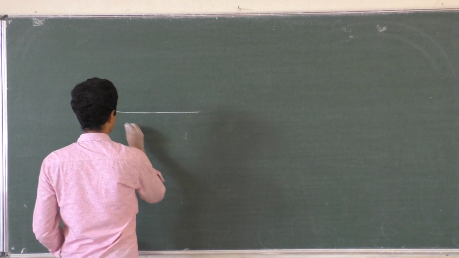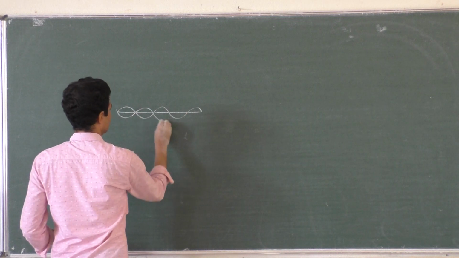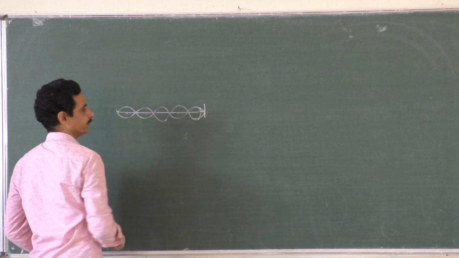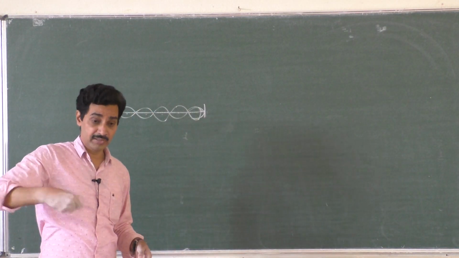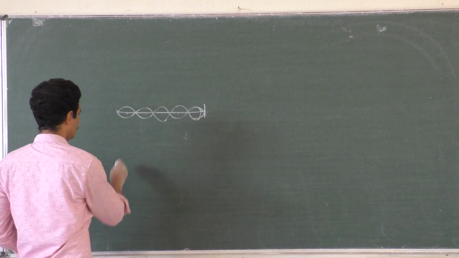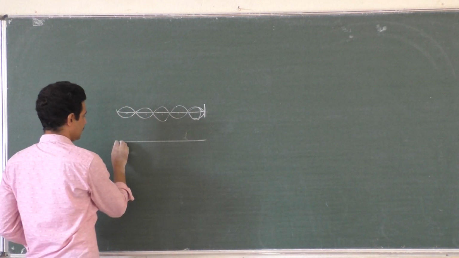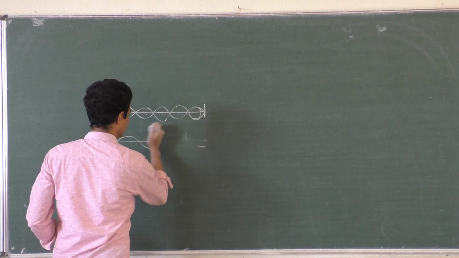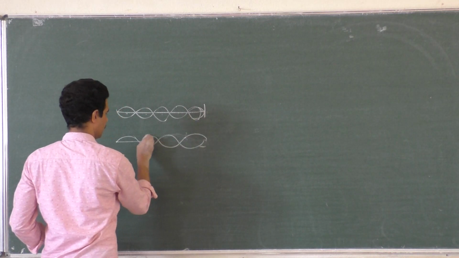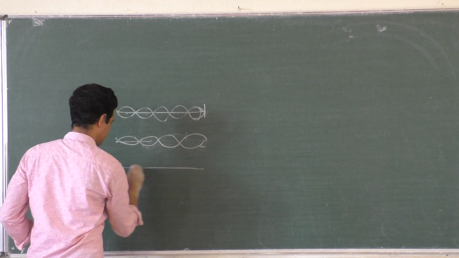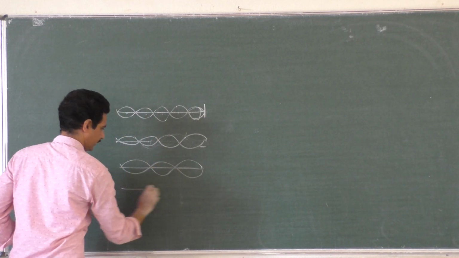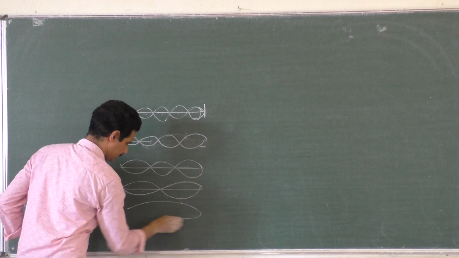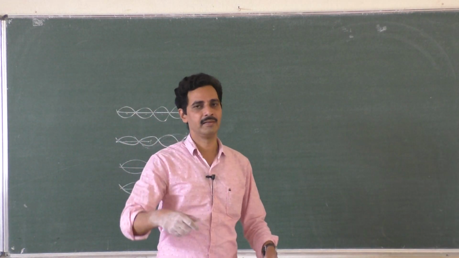Now if you take a string and make it vibrate, and if stationary waves are produced, how many loops are here? One loop, 1, 2, 3, 4, 5. Five loops will be produced when you vibrate it very fast. If you vibrate it slower, with lesser frequency, it may vibrate with 3 loops also. It may vibrate with 2 loops. It may vibrate with only 1 loop. It depends on how fast you vibrate, the frequency.